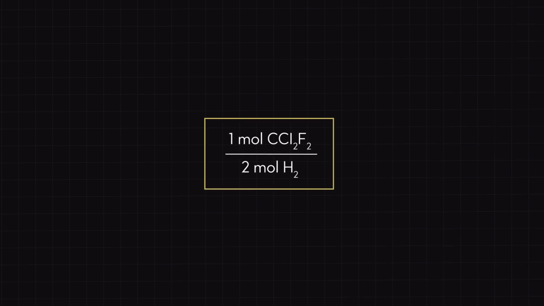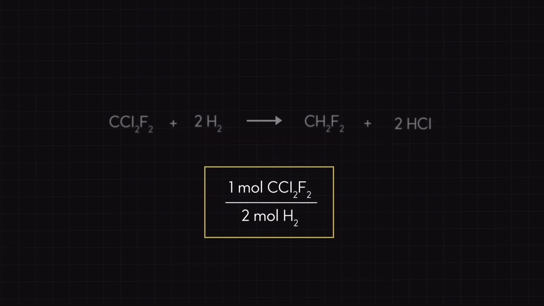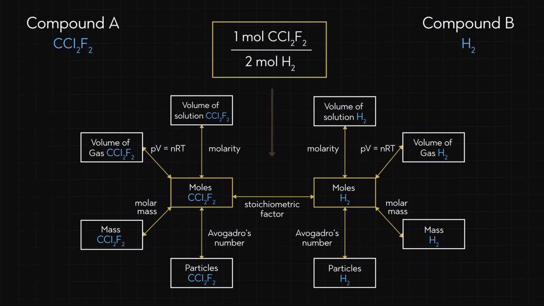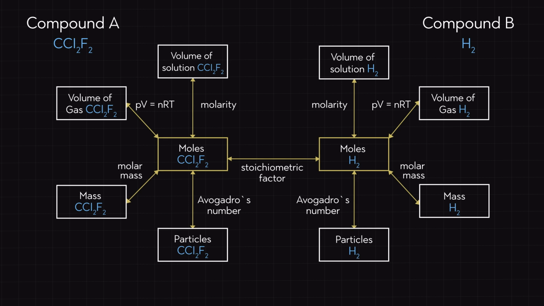This ratio of 1 mole of dichloro-difluoromethane over 2 moles of hydrogen gas is called a stoichiometric factor, and it comes from the coefficients in the balanced chemical reaction equation. The stoichiometric factor lies in the middle because it connects the amount of one compound, the dichloro-difluoromethane, to the amount of hydrogen gas. The remaining connections stay within a certain compound and convert between different ways to express the amount of that compound. Now, identify your starting point and your endpoint on the roadmap.